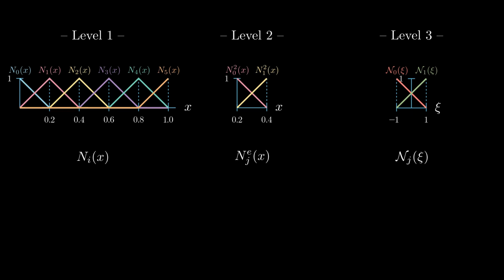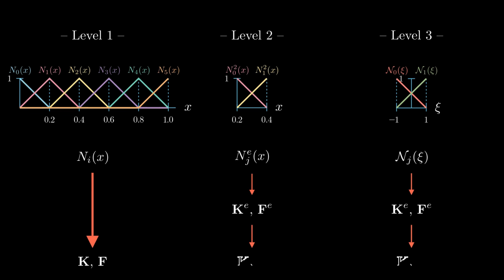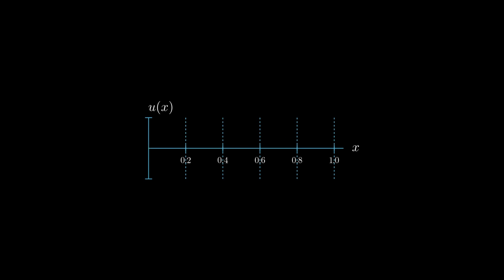At the first level, we could directly derive the system matrix K and system vector F. At the second and third level, we first computed the element matrices Ke and element vectors Fe, which then needed to be assembled to obtain the global system matrix and vector. At the third level, we have also introduced the concept of the reference element and Gaussian integration to efficiently compute the element matrices and element vectors. At all three levels, we arrived at exactly the same global system matrix and vector, and hence at the same finite element solution.